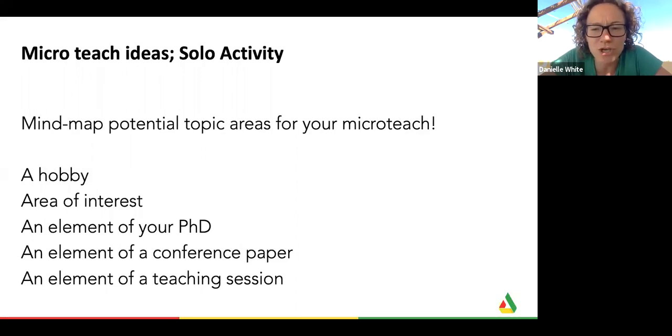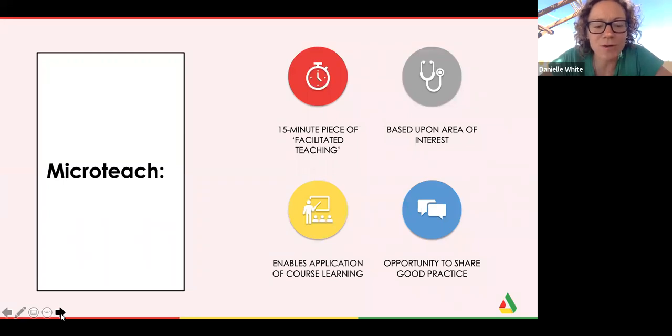It's much more about turning something into a learning process where people engage in it in such a way that they're able to apply it in a different way or evaluate it in a different way. And we're going to go through how it is that you will be able to do that. So think about any hobbies that you might be interested in, areas of interest, perhaps something professional, an element of your PhD, an element of a conference paper, an element of a teaching session. These are all things that could be really useful for you as you are thinking about what you might want to do the Microteach on.